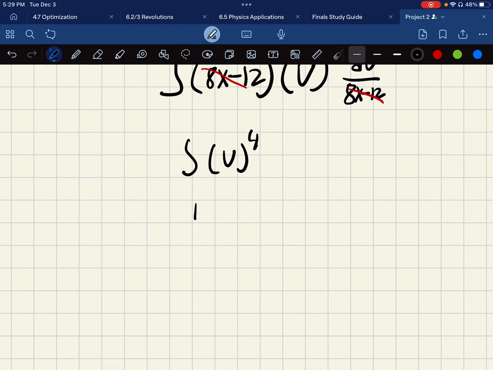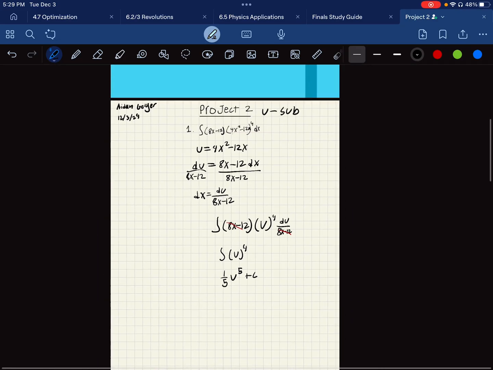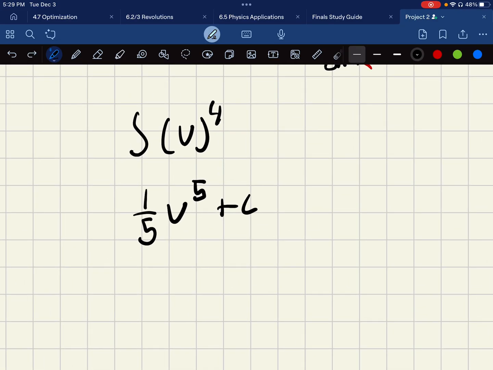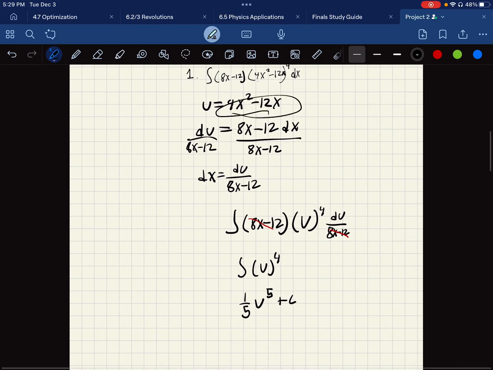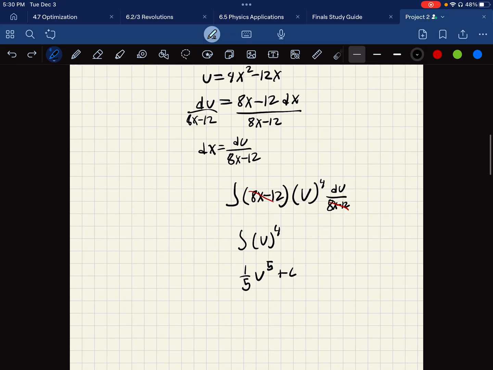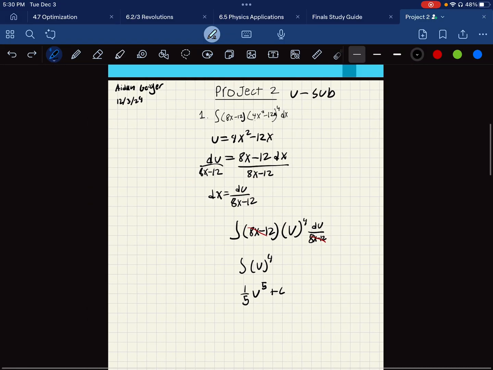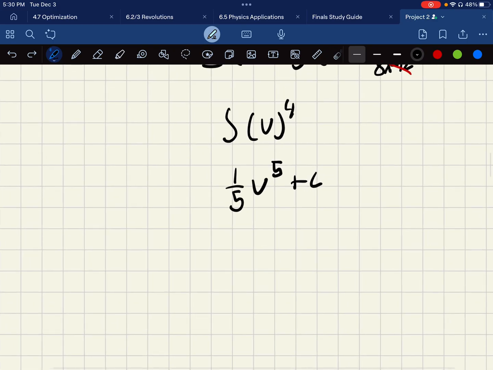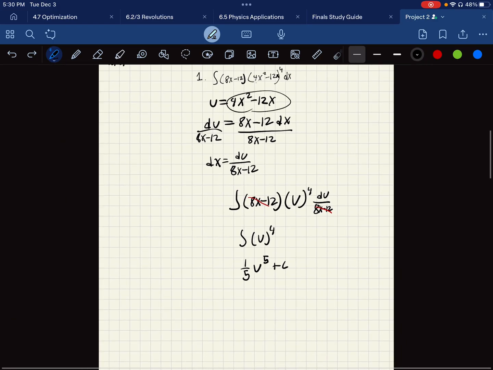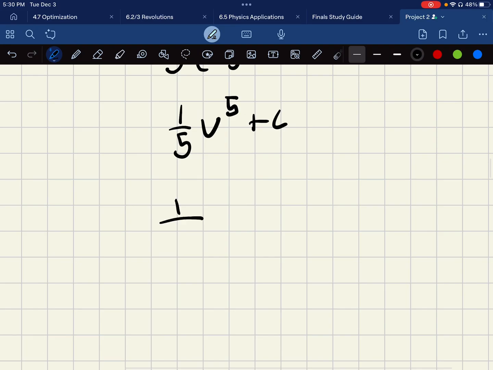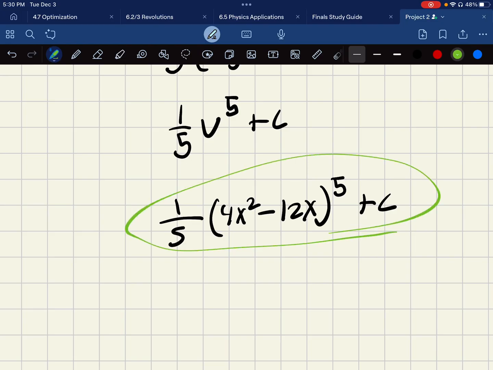So you do 1/5, we can just write u to the fifth power plus c. Now, since we found our final antiderivative value, we can plug back in our u value that we found up here, and that will give us the antiderivative, or the integral, of our original question. So our u value is 4x squared minus 12x. So you get 1/5 times 4x squared minus 12x to the fifth power plus c. And that is our final answer for that question.